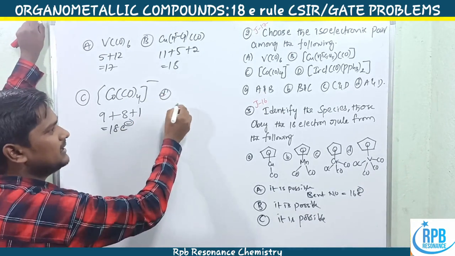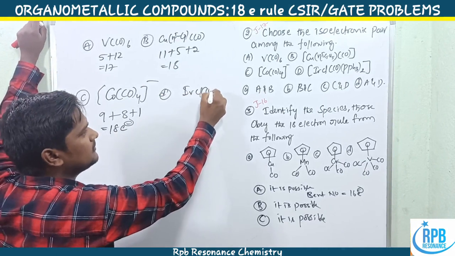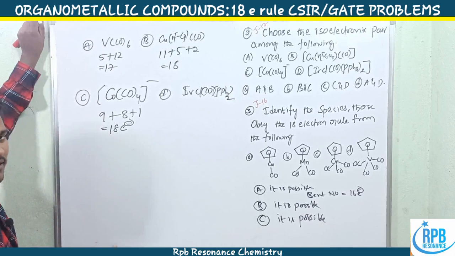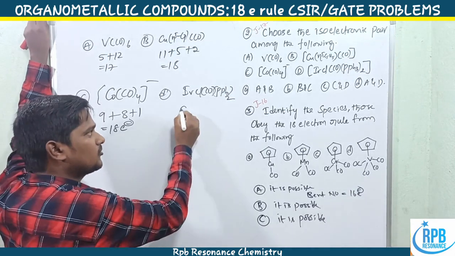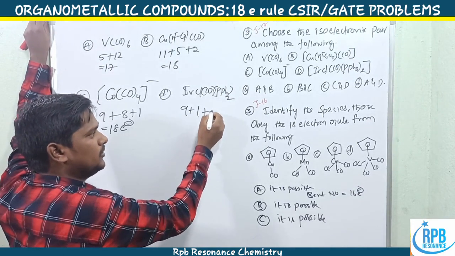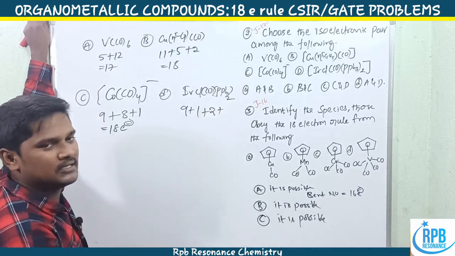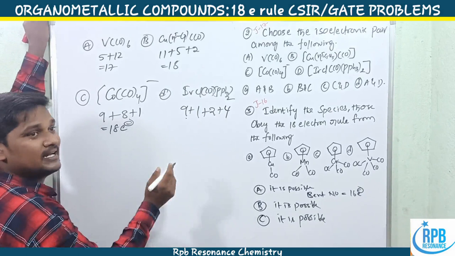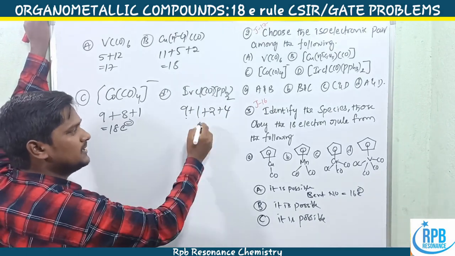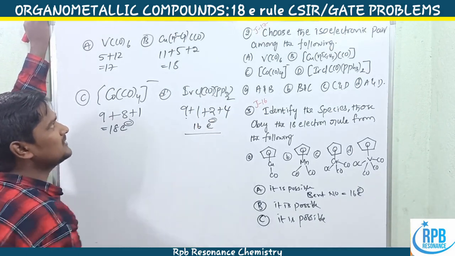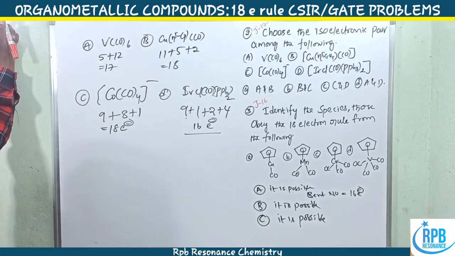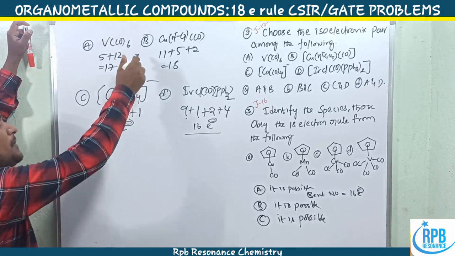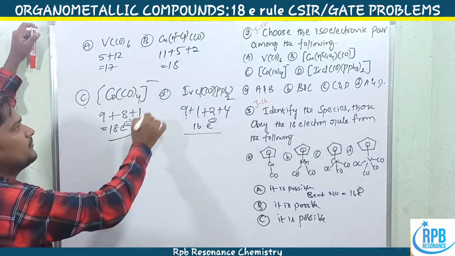Now what about D? So Ir(Cl)(CO)(PPh3) taken twice. Iridium, cobalt series, that means 9 electrons, chlorine 1 electron, carbonyl 2 electrons. Here PPh3 taken 2 times, so 2 twos are 4 electrons. So 9 plus 1, 10, 10 plus 2, 12, 12 plus 4, 16 electron donor. Among the 4, which pair has the same number of electrons? So B and C, they have the same 18 electrons.